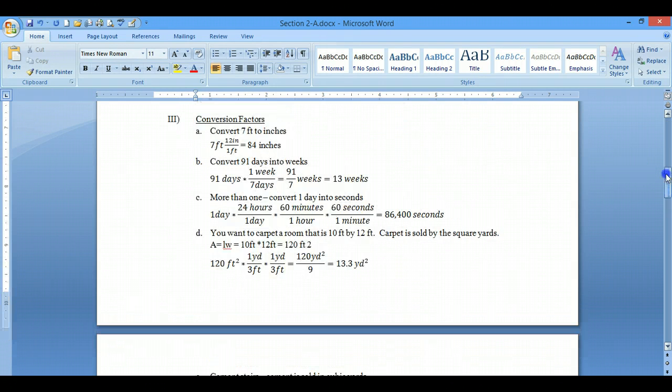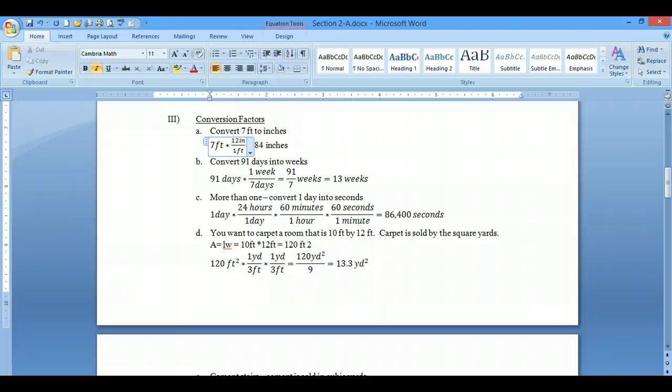Okay, conversion factors. We're going to convert 7 feet into inches. So I take 7 feet and I need to multiply it, and my multiplication button you can find is the little star, either Shift 8, or if you have a number pad it's up above the 9. I need to multiply that to get rid of the feet if I want to convert it to inches.